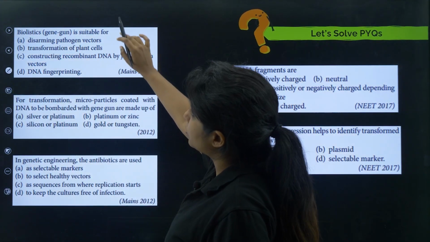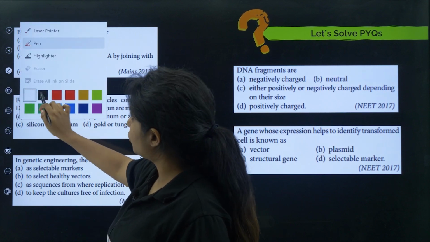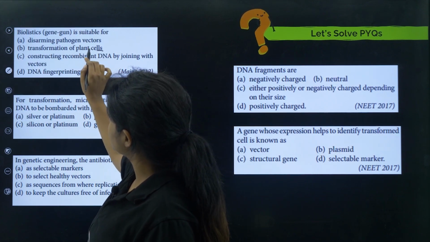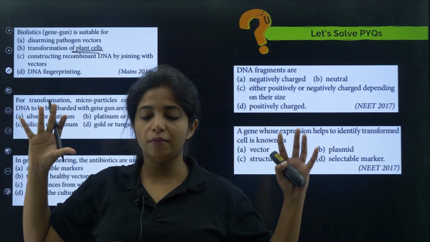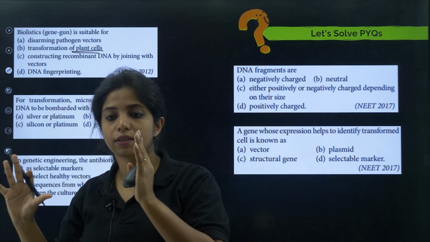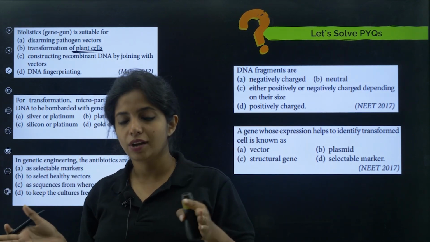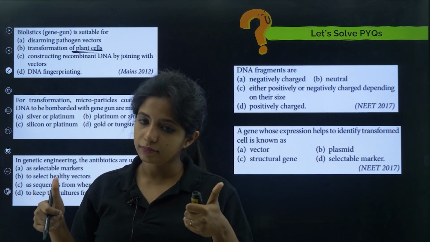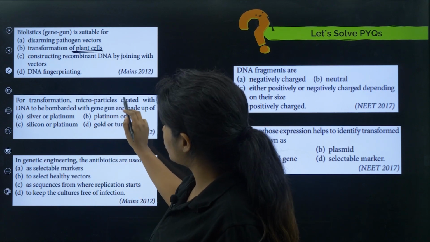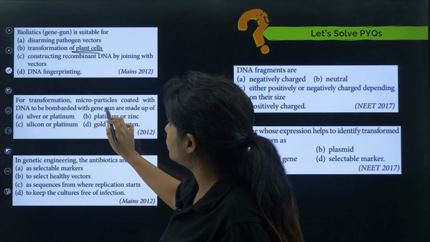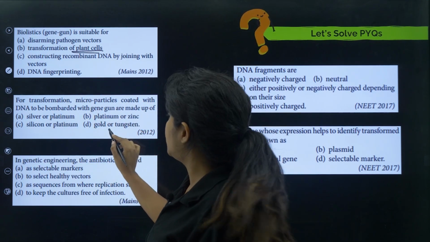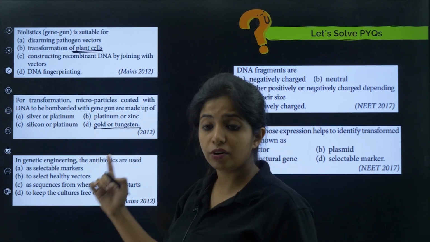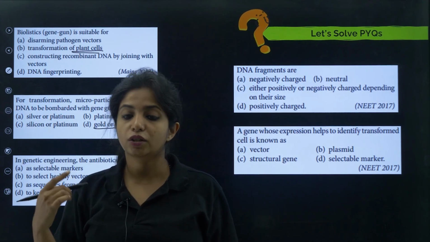So biolistics, that is the gene gun, is suitable for what, children? For transformation of plant cells. Always remember, just blindly remember: for gene gun, plant cells. For microinjection, animal cells. For heat shock, bacteria. Now for transformation, microparticles coated with DNA to be bombarded with the gene gun are made up of what, children? I told you it's gold or tungsten, which is wrapped around by the DNA and then it is put in.